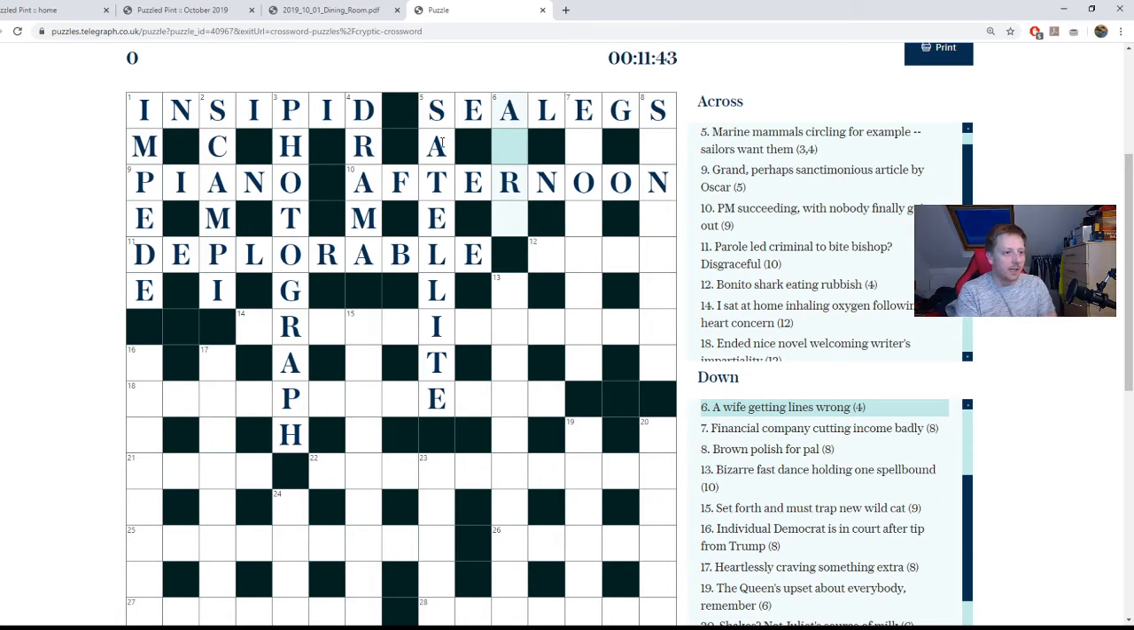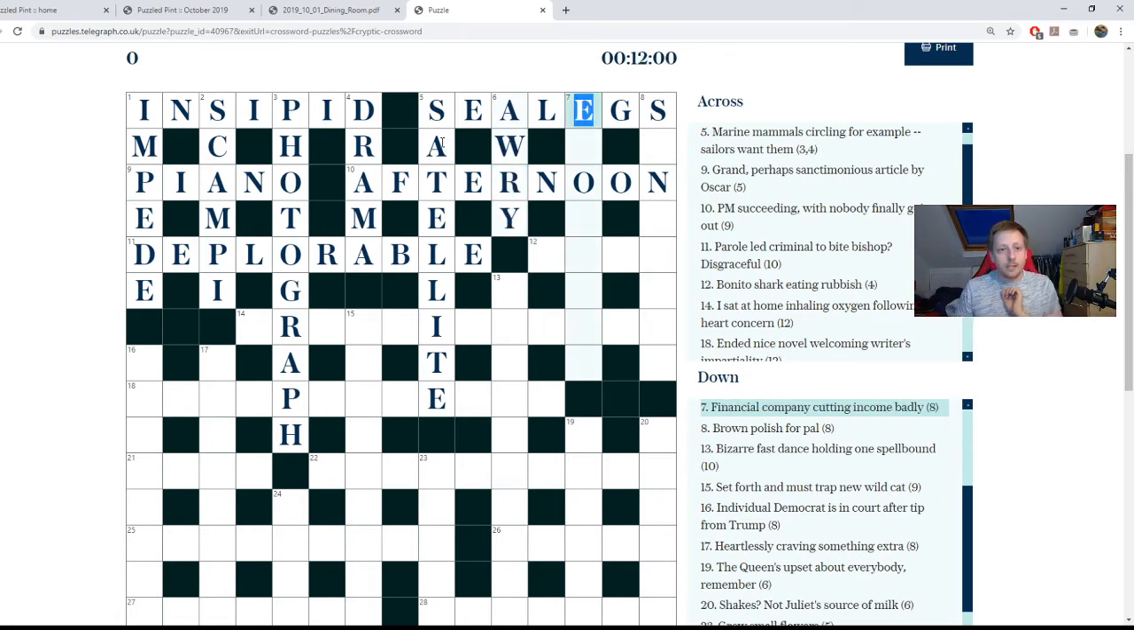A wife getting lines wrong. 6 down. A wife getting lines wrong. Well, A is there. Wife is usually W. Oh, that's devious. That's quite nice. Lines. If I tell you that it's awry, it is awry, catnips. It's awry because lines in this instance is referring to railway lines, such as the tracks, and so railway can be RY, so that is why it is awry.